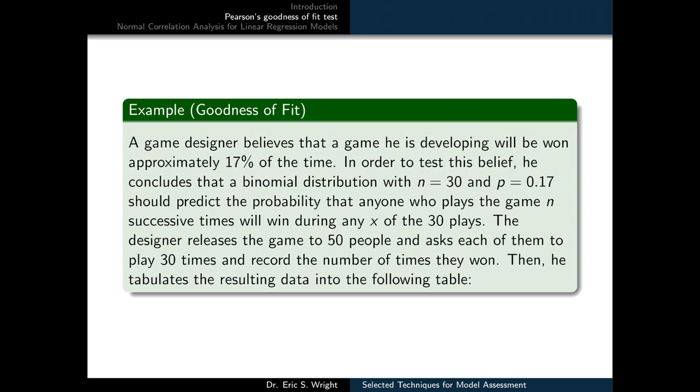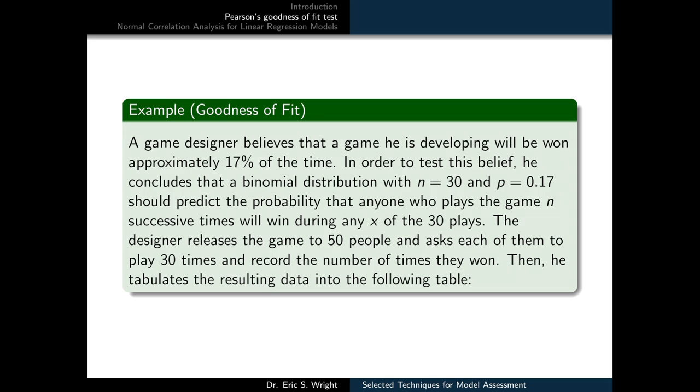We'll illustrate the goodness of fit test with an example. A game designer believes that a game he is developing will be won approximately 17% of the time. In order to test this belief, he concludes that a binomial distribution with n equals 30 and p equals 0.17 should predict the probability that anyone who plays the game n successive times will win during any x of the 30 plays. The designer releases the game to 50 people and asks each of them to play 30 times and record the number of times they won.